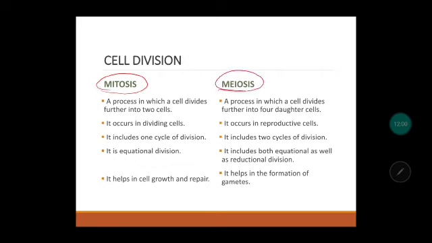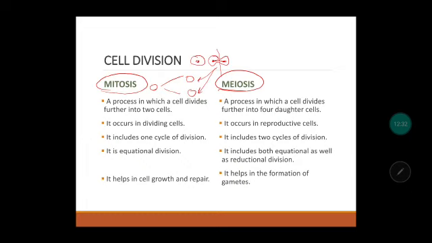Let us look at both of them side by side so that the differences between the two are clear to us. Mitosis is a process, children, in which a cell divides further into two cells. So suppose this is the nucleus of the cell, the nucleus will also divide and the cytoplasm will also divide like this. Then further division will give rise to two cells.